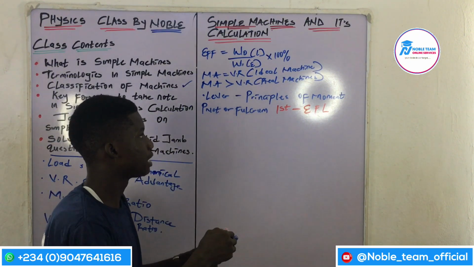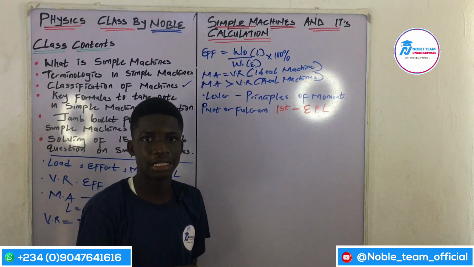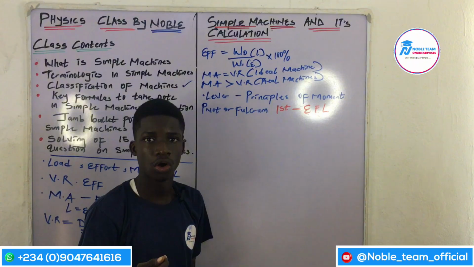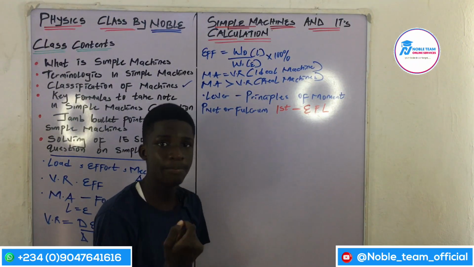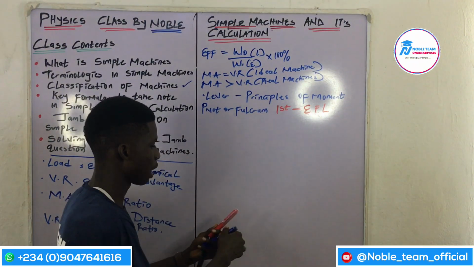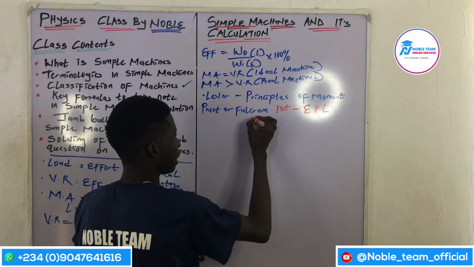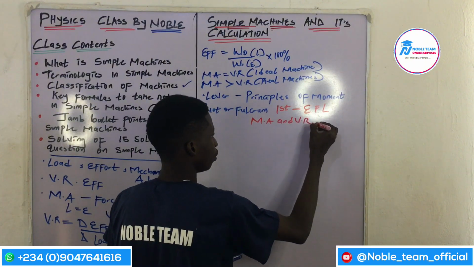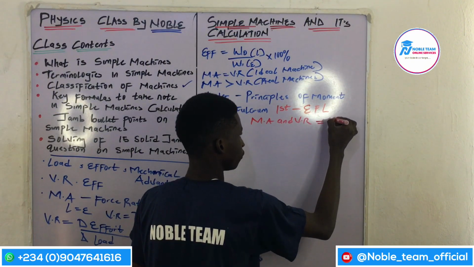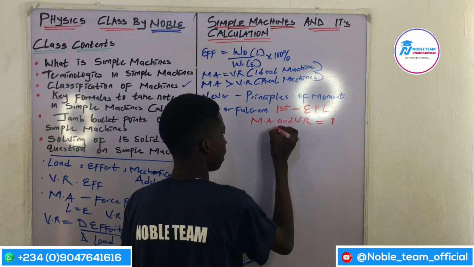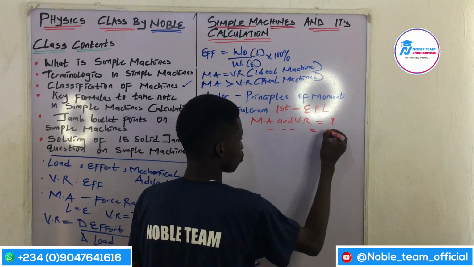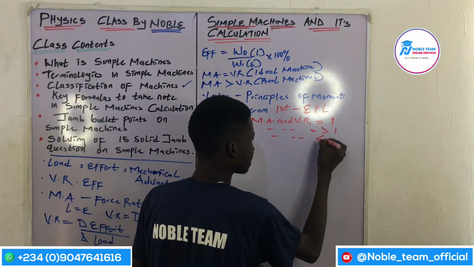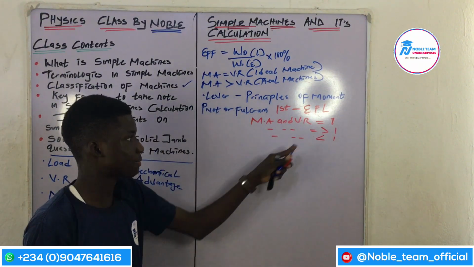Now I want us to take note that in first class lever, mechanical advantage and velocity ratio is greater than 1, and also at the same time can be less than 1 or equal to 1. Now this is what I mean. In first class lever, MA and VR is equal to 1. Then I have this, which is also greater than 1, or I have this, which is also less than 1. I will explain these particular points now.